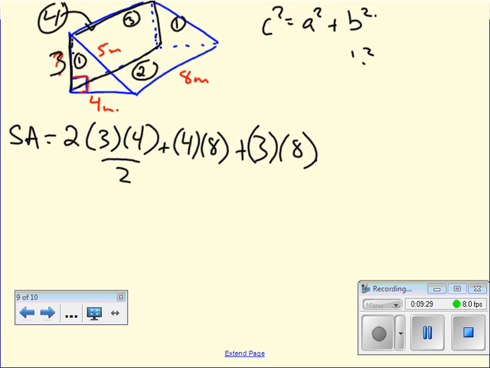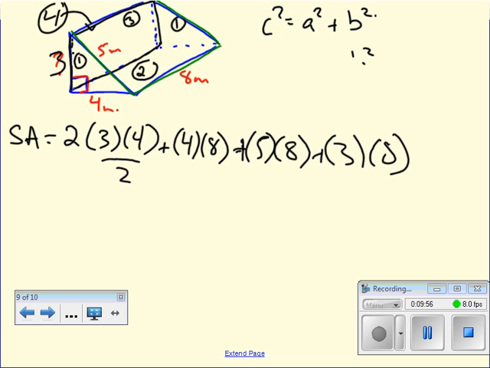Oh, that's actually the number 4. I made a mistake. So number 3 is actually the flat part, which I'm going to put in green here. That's number 3. So that's 5 times 8. And the back part, which I already did, is 3 times 8.